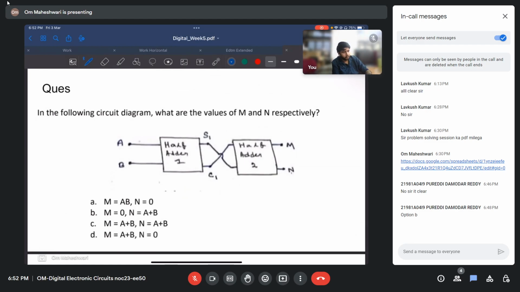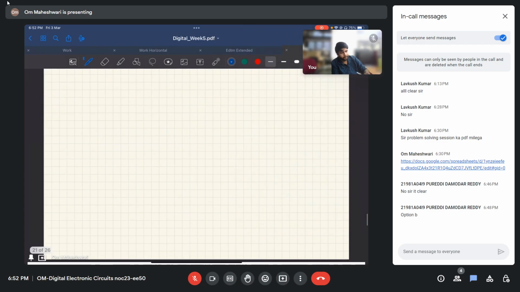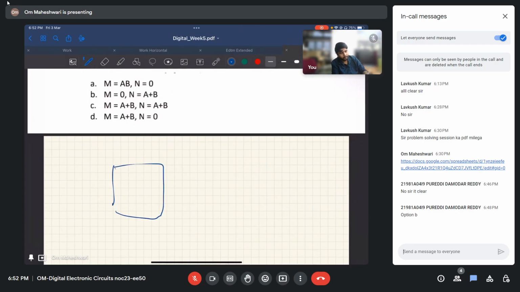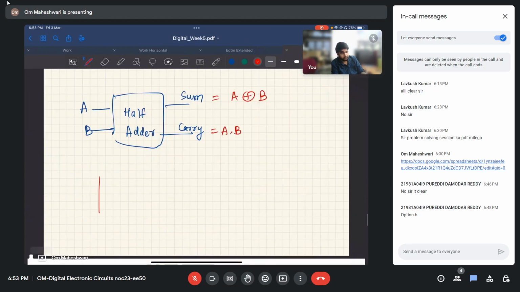So in a half adder, we know A and B, and if sum and carry, sum is actually A XOR B and carry is A dot B. Okay. So here what we have is we have a half adder A B. We have another half adder.